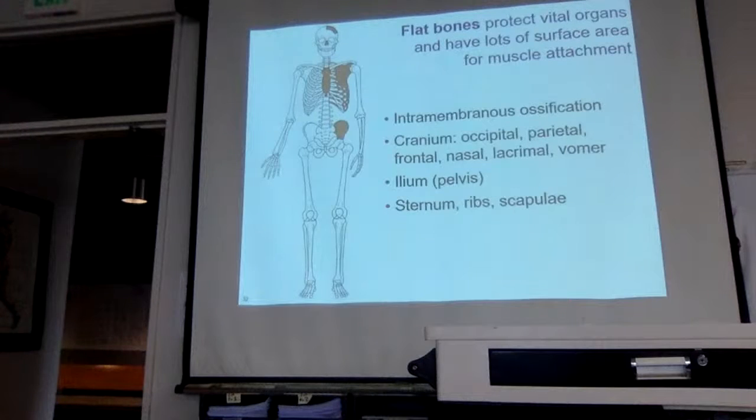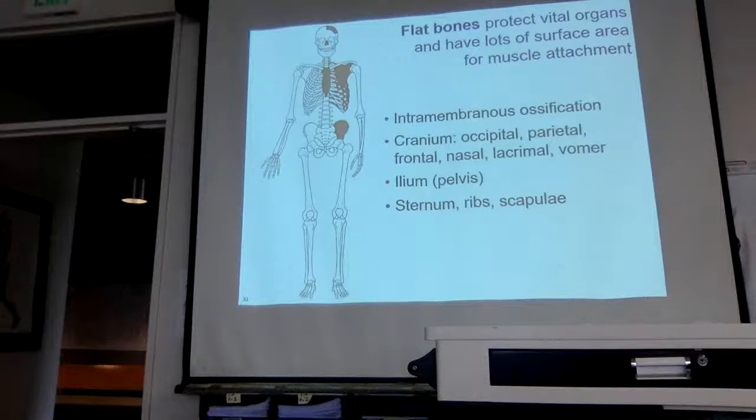Flat bones are flat, as the name implies. You typically find flat bones in the cranium. When I say cranium, I mean the large flat bones that are protecting your brain. Your facial bones are different. Flat bones are the ones over here.